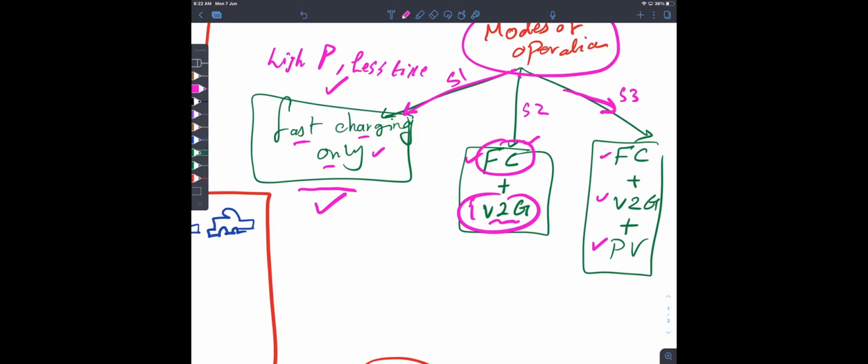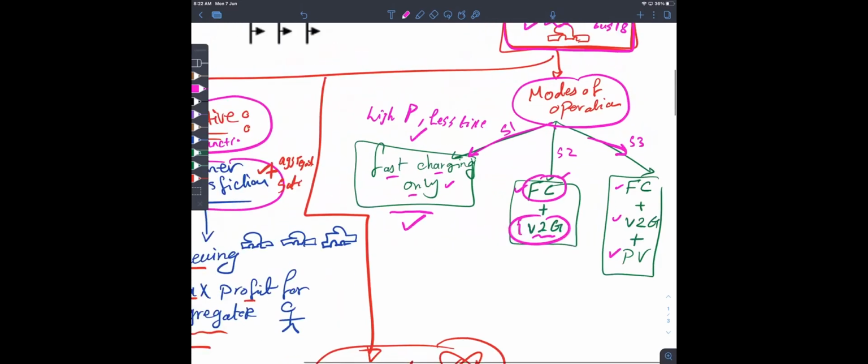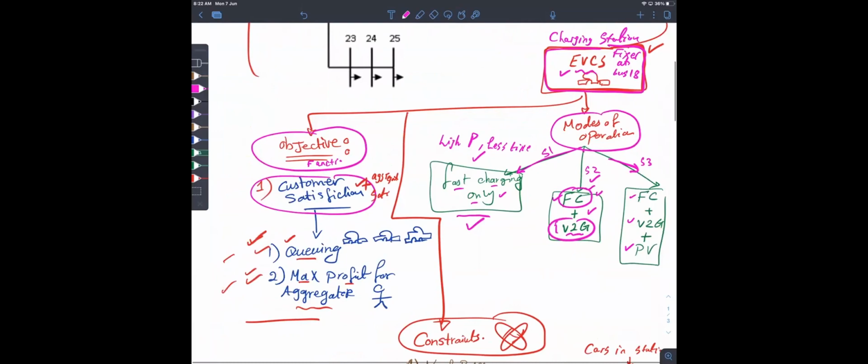Okay, so it means we have two options. We can charge our vehicle, or we can discharge our vehicle for V2G. Yes, exactly. I can charge a vehicle fast or slow. I can discharge to get the highest profit for me as an aggregator, and the queuing should be less, just like cars. Tell me more about queuing.